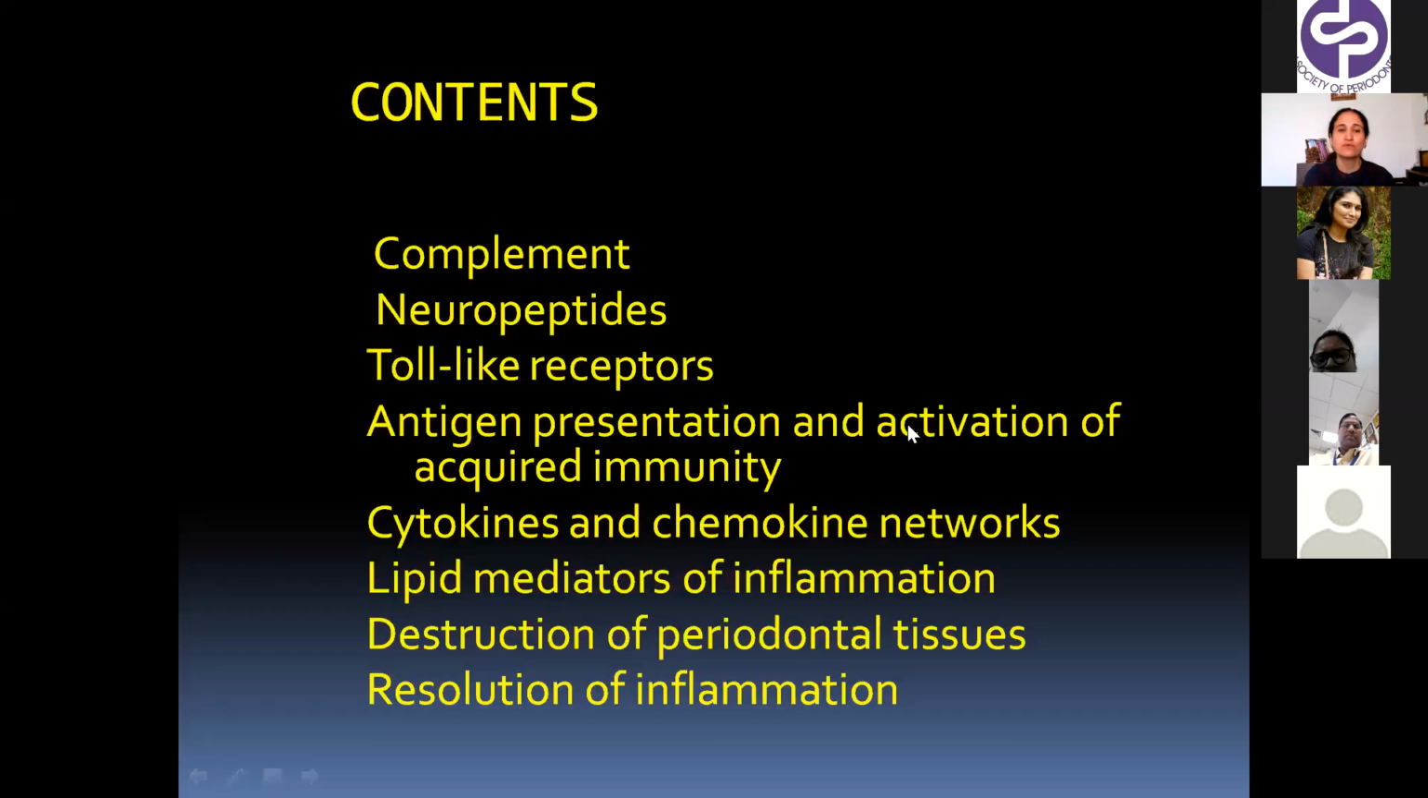Now I'll take this lecture in the following way, because you have a lot of questions on different aspects of this immunity and inflammation. The contents are complement, neuropeptides, and toll-like receptors. You must have read about all of these, but let's make it in such a way that you can write answers, at least short notes, related to each one of these. So I'll go about it like this.